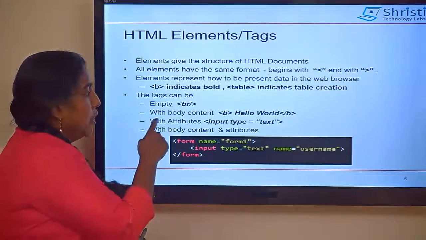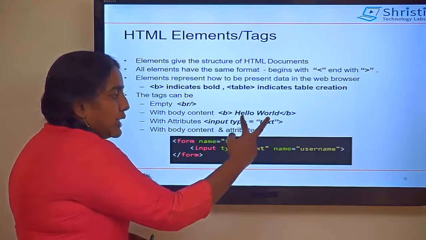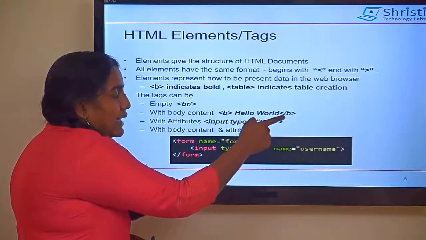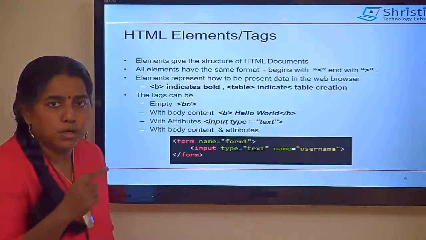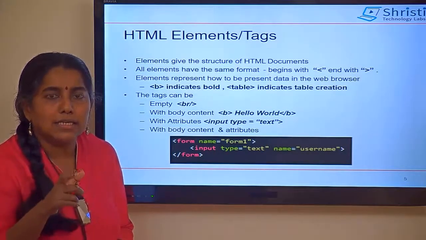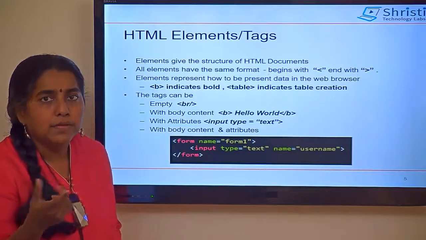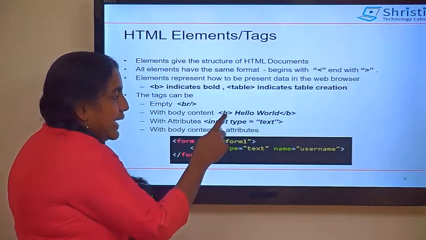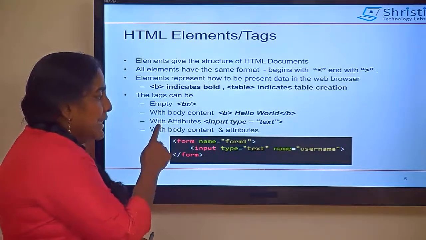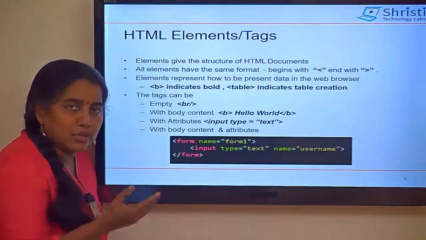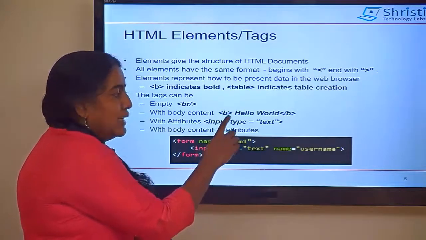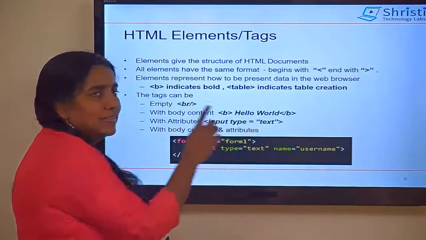Next, with body content. I have the content hello world, and this is enclosed within B and angle bracket B. B is bold. If a content is enclosed with the B tag, the content will be converted into bold. So, this bold B tag has body content within itself. Next, with attributes. Few tags have attributes. Here my tag name is input. The attribute is type and the value is text.